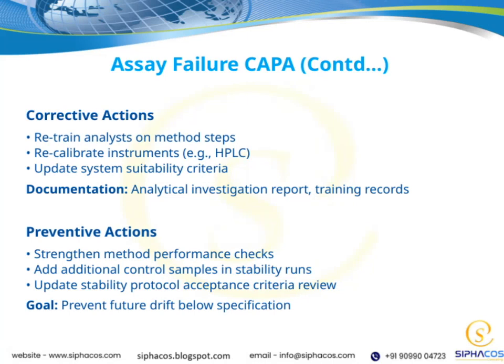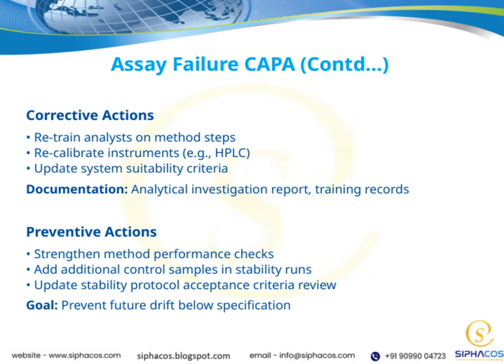Now, moving on to the corrective actions we plan to implement. First, we will retrain our analysts on the method steps to ensure everyone is aligned and following the correct procedures. Additionally, we will recalibrate our instruments, such as the HPLC, to maintain accuracy and consistency. Updating our system suitability criteria is also essential, so we can better detect deviations early. All these actions will be documented thoroughly in the analytical investigation report and training records for traceability.